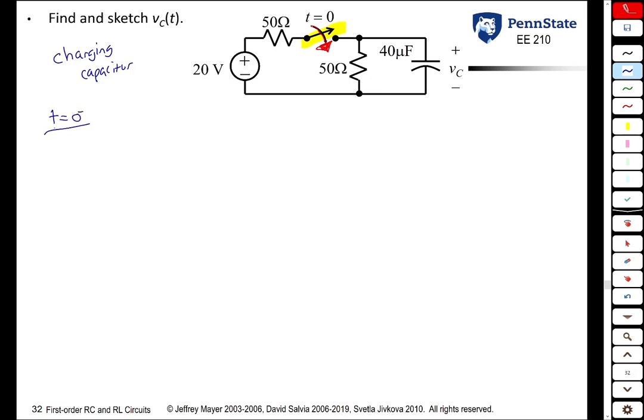So you draw the circuit at 0 minus, and here's a pretty boring circuit. At 0 minus, you just have a resistor and a capacitor. The capacitor is in DC steady state, and it's pretty obvious to see that VC of 0 minus is 0 volts.